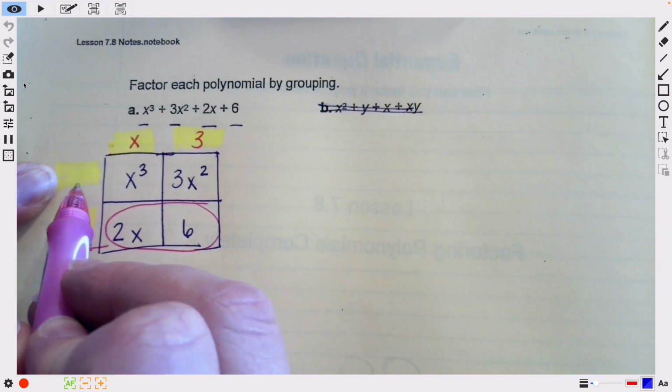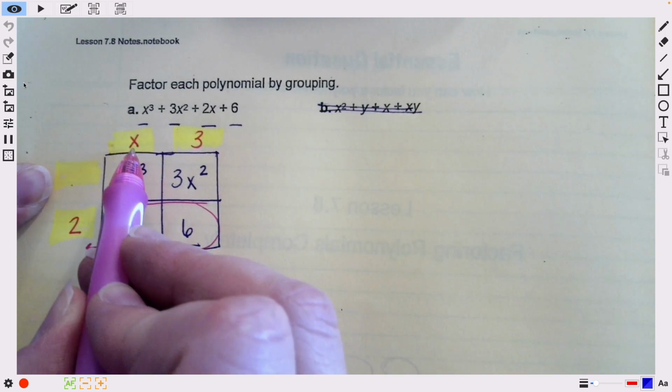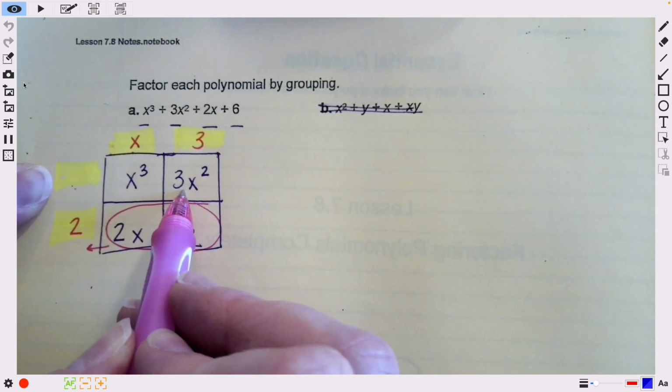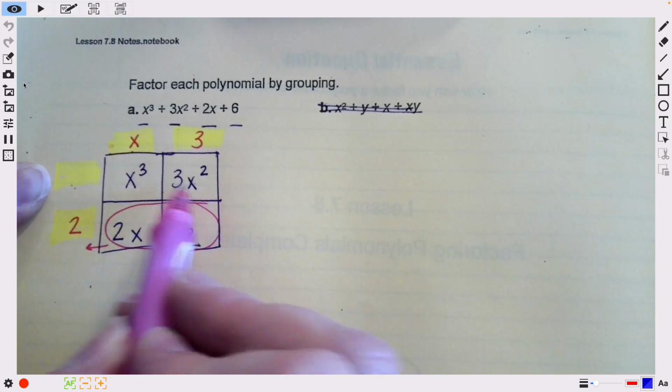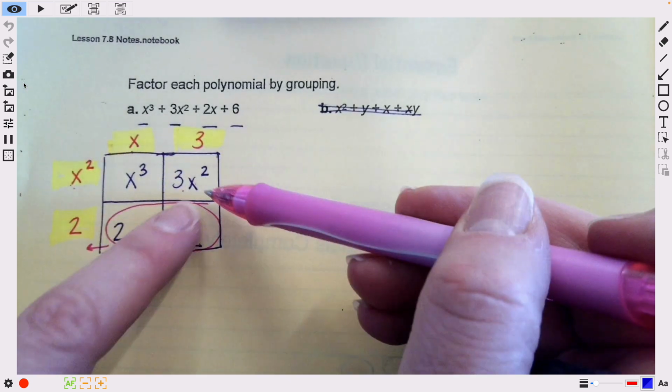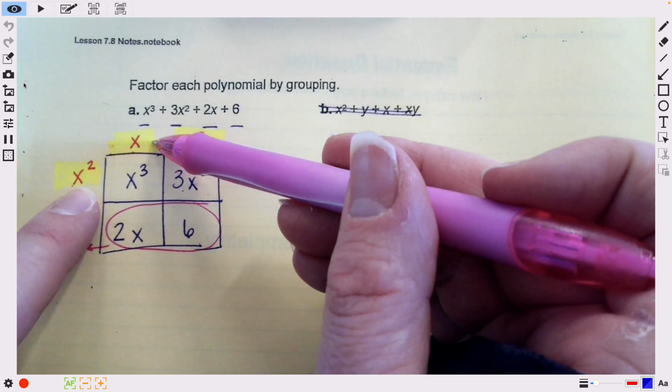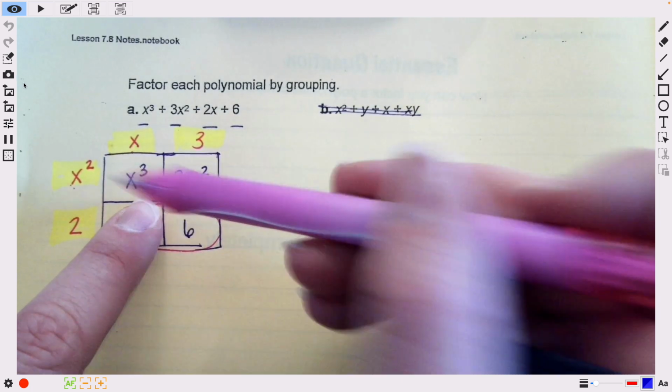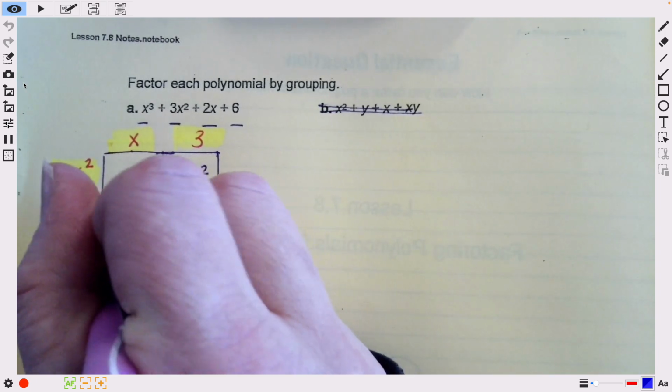This one here has to multiply to make x cubed with the x, and it has to multiply to make 3x squared with the 3. Brayden? X to the second. Very good. Yeah, so that's going to multiply to make 3x squared, and x squared times x would multiply to make x cubed, and those are your factors.